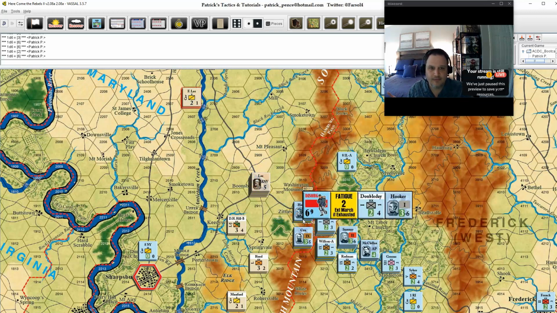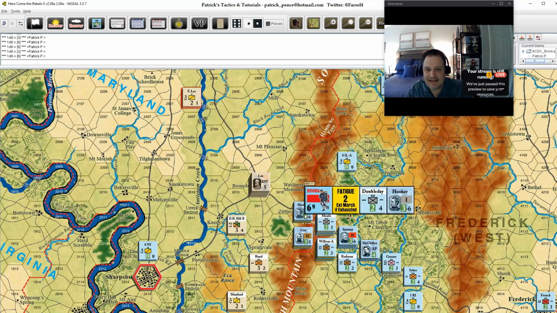Well, Joe Hooker now and Doubleday, that effective screen as they were coming out of the mountains has sapped all the rest of their movement. They only had 2 movement points left. They're all gone now. So we would go next initiative, right? Let's say that they didn't.